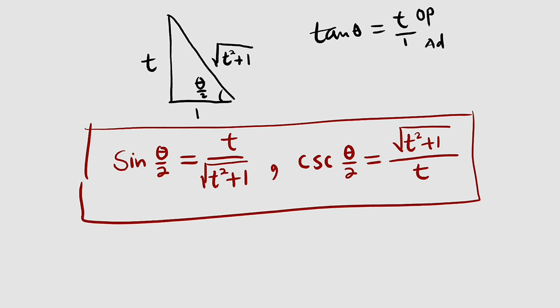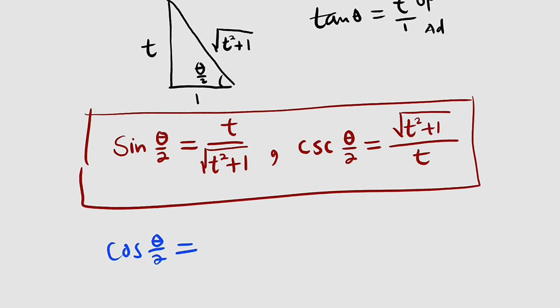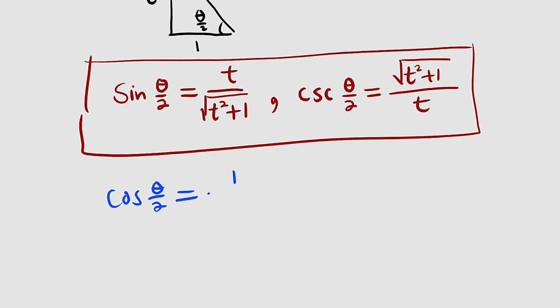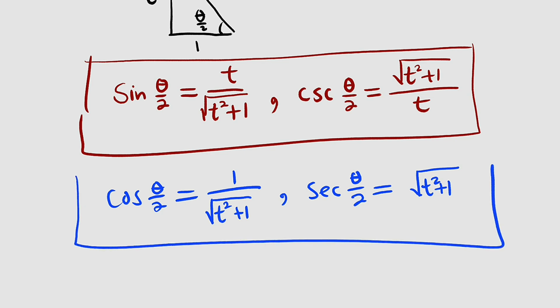Then for cosine, cosine of theta divided by 2, this is adjacent divided by hypotenuse. The adjacent is 1 and the hypotenuse is square root of t squared plus 1. So this is cosine theta divided by 2. So what about secant, which is the reciprocal? Secant of theta divided by 2 will be equal to, you flip upside down what you have to the right hand side, which is going to be square root of t squared plus 1. This is another important substitution.